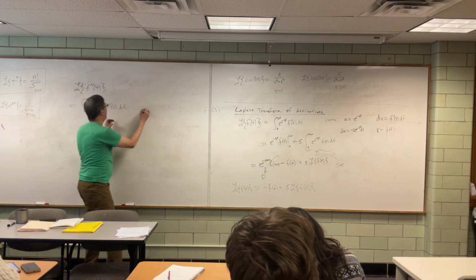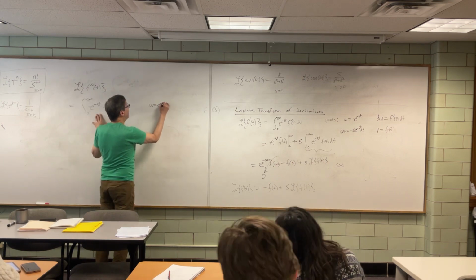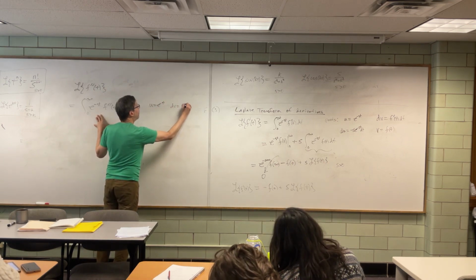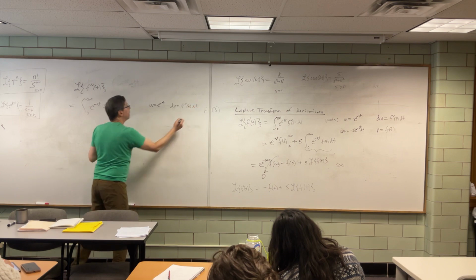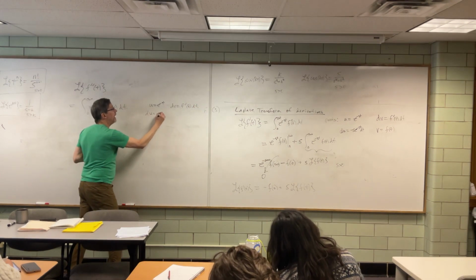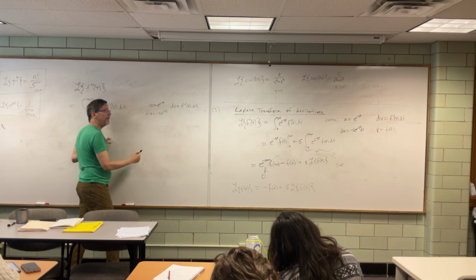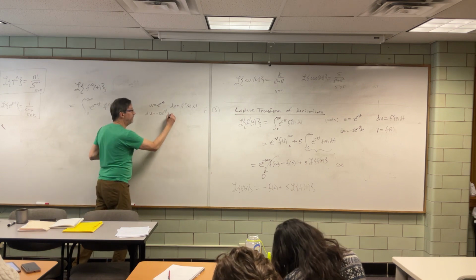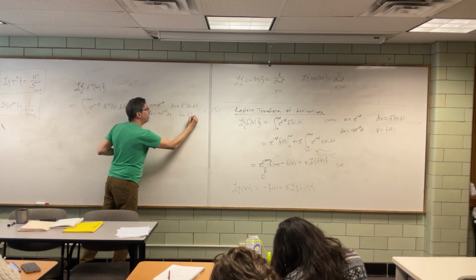So we're going to let u be e to the negative st. We're going to let dv be f double prime of t. So du is again negative s e to the negative st dt. V is f prime of t.